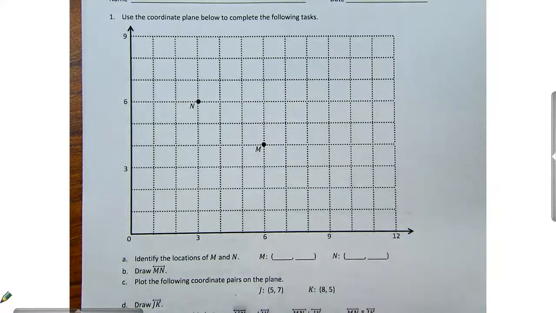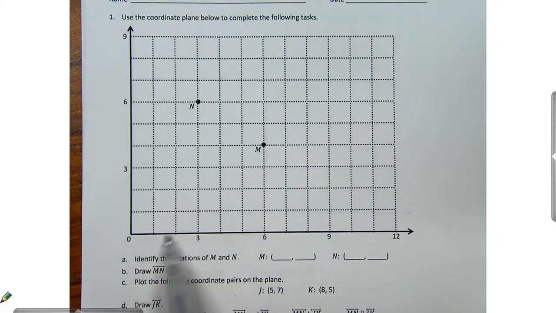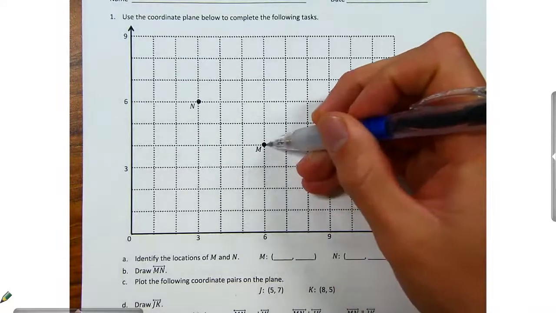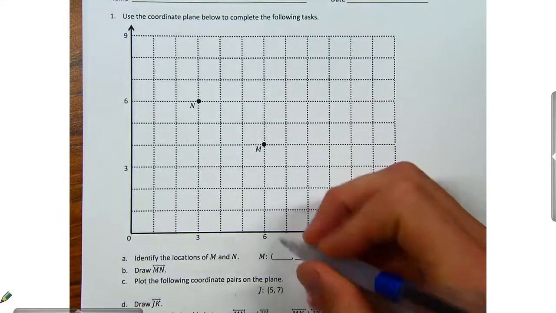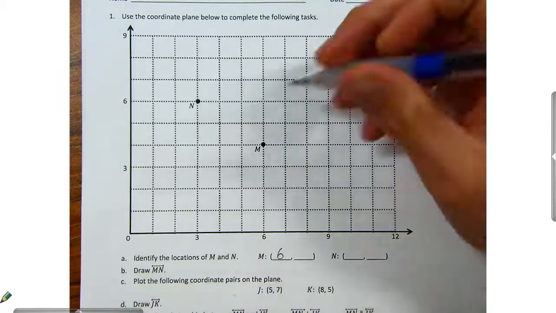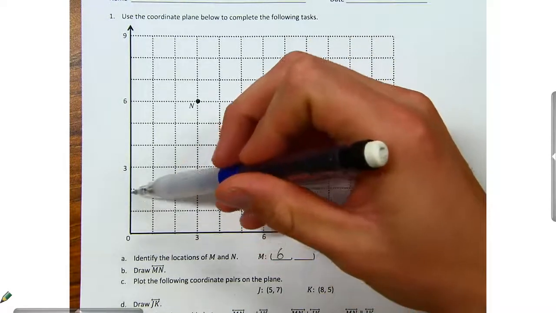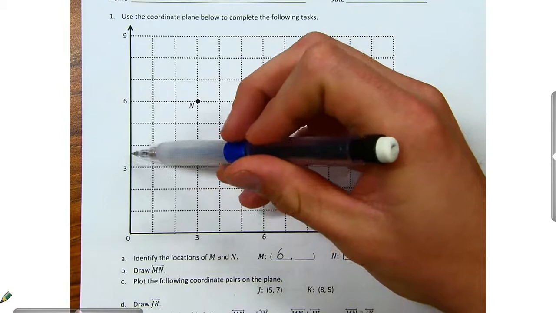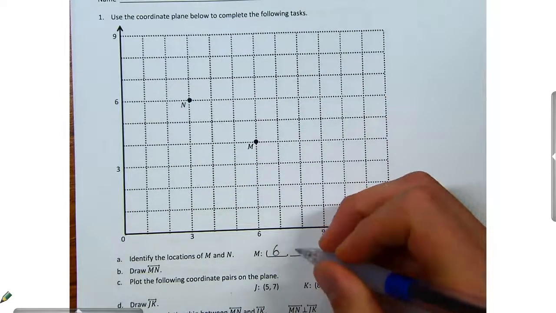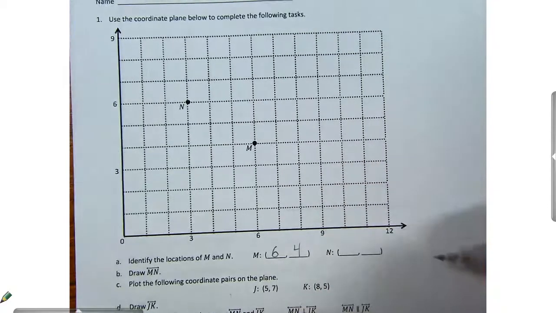So we read our x coordinate first. We'll go across here. Looks like each one of these little boxes here is 1. And we have 6 as our x coordinate. So I'm going to come right down here into my box for M in the x coordinate, and I'm going to put a 6. And then for my y coordinate, I move up my y-axis. I have 3 plus 1 more is 4, it looks like, for my y coordinate. So it'll be 6, 4.